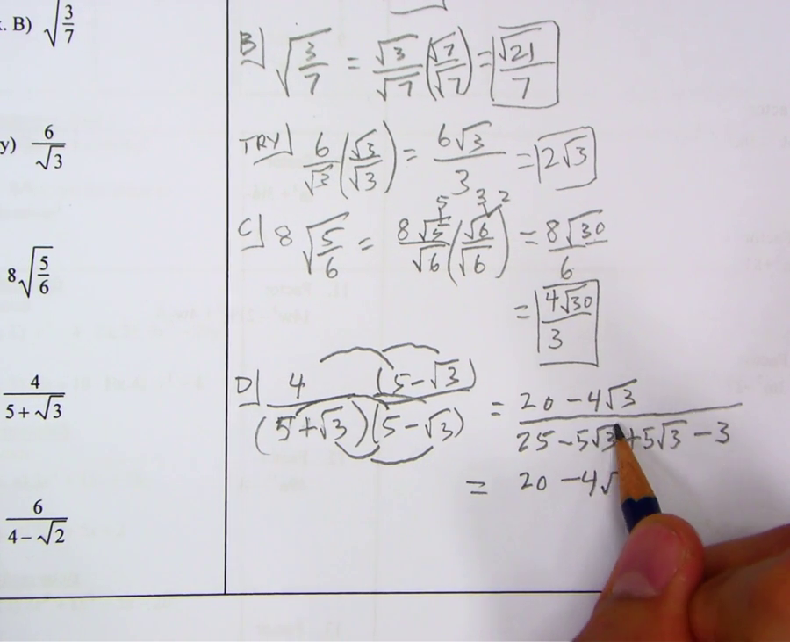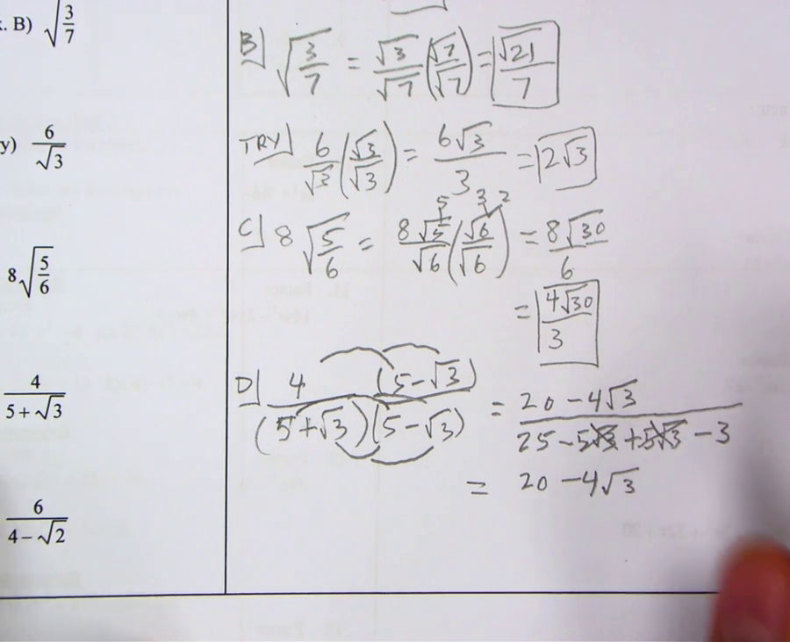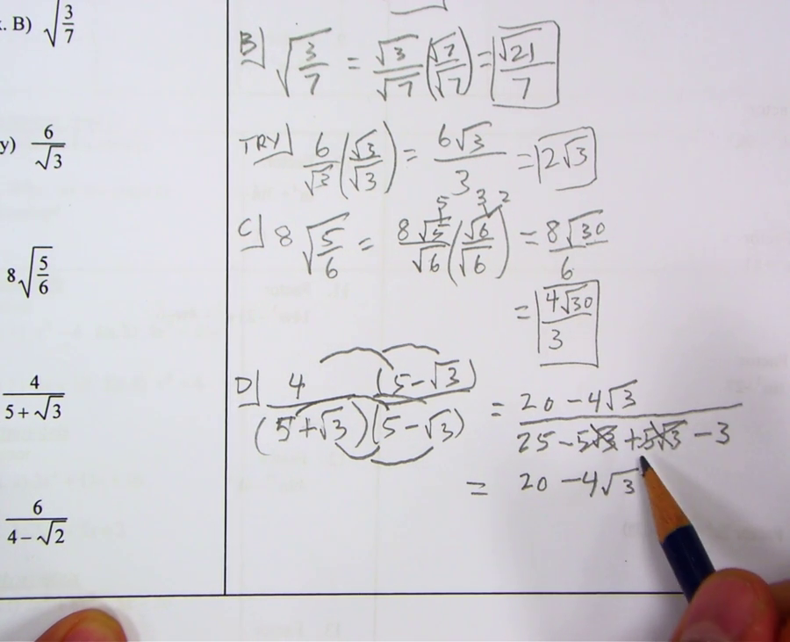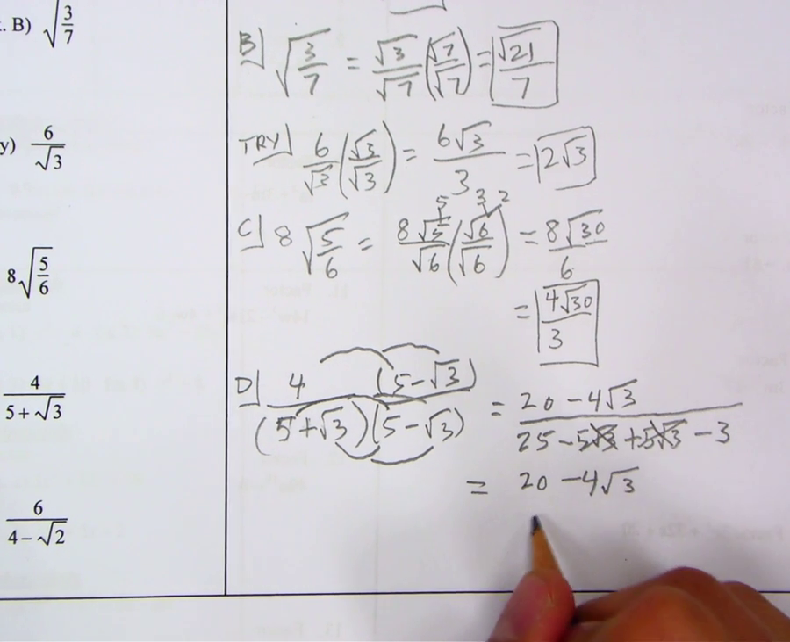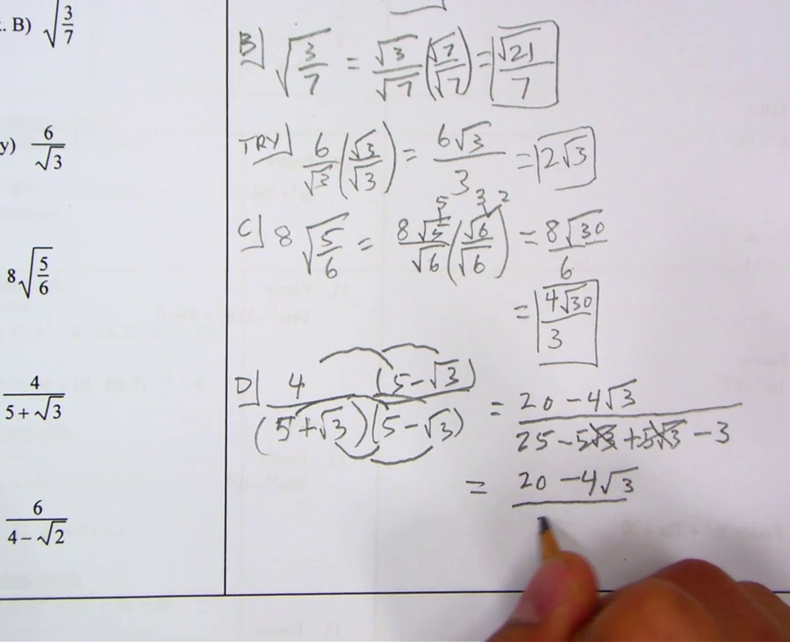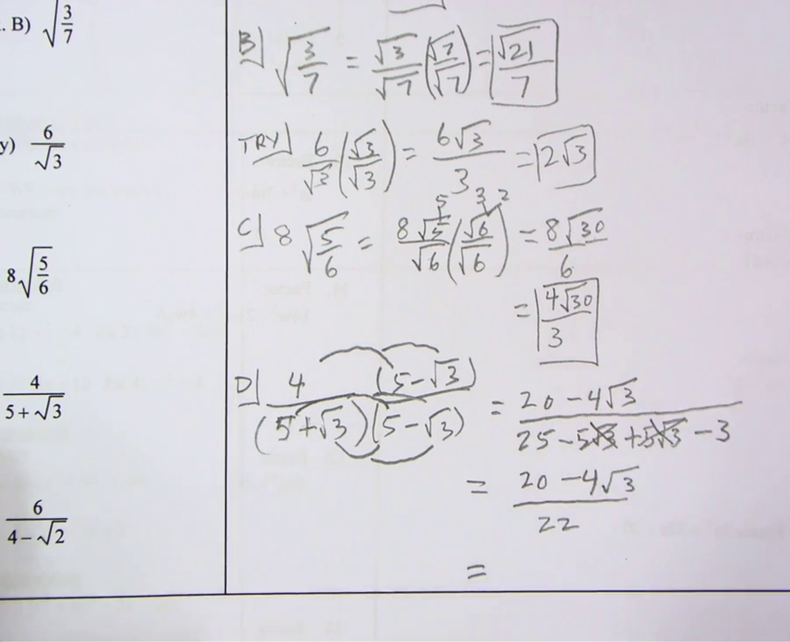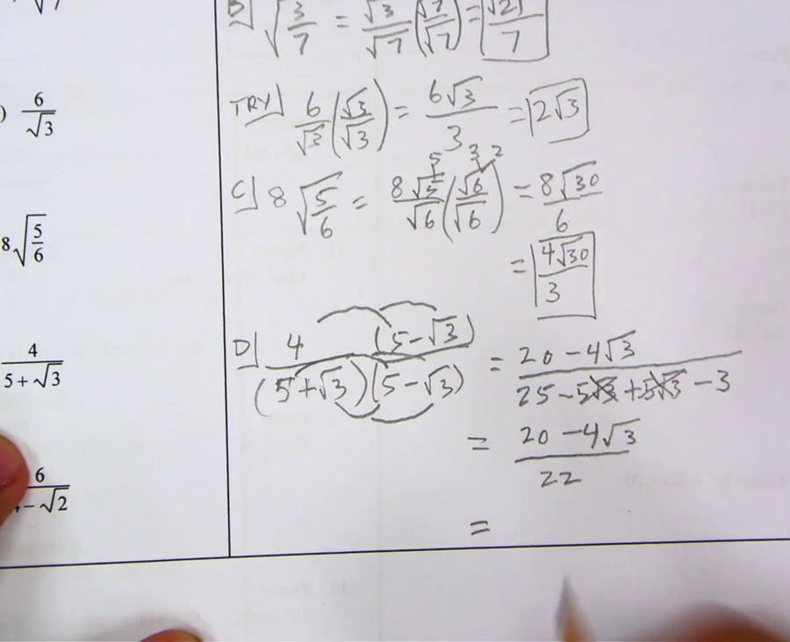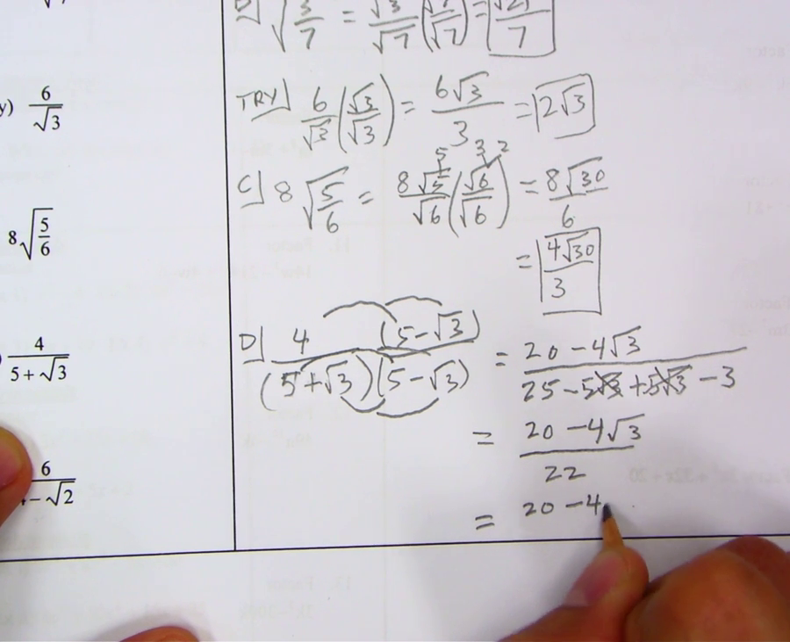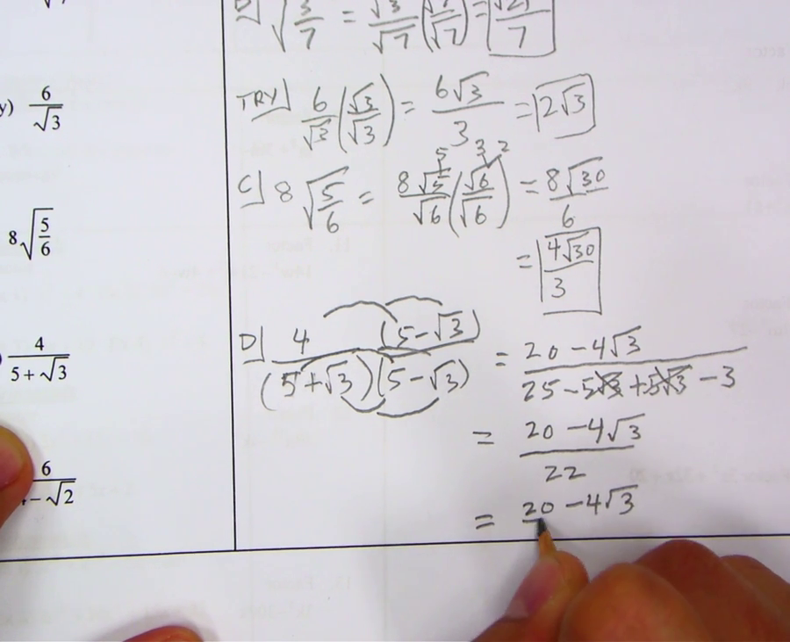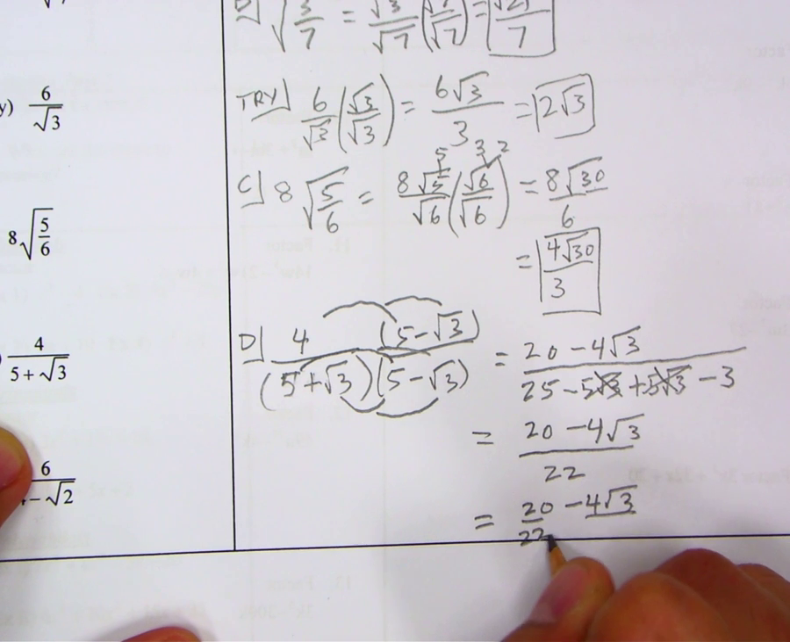I combine like terms on bottom. These two, they're like terms, so they cancel out because one's negative 5 and one's positive 5 square root of 3. 25 minus 3 is 22. Now since it says all divided by 22, I'm going to split up the two fractions. So it's going to be 20 minus 4 square root of 3 divided by 22.